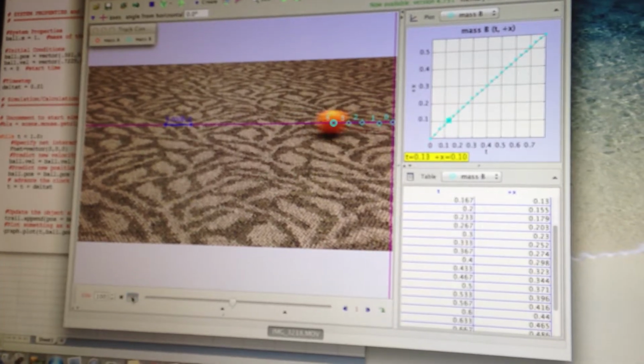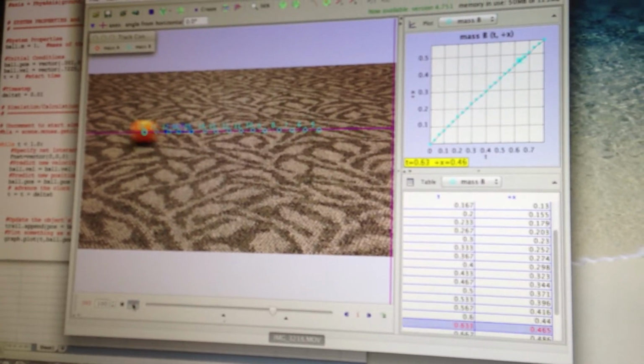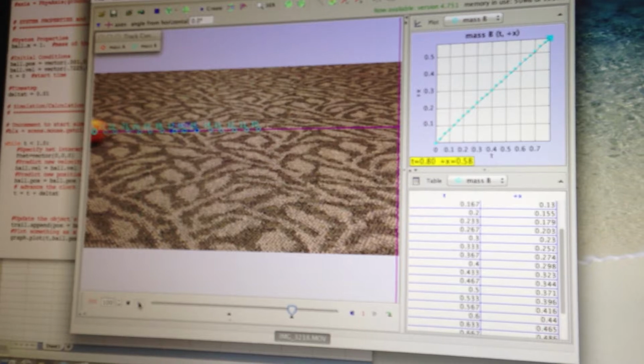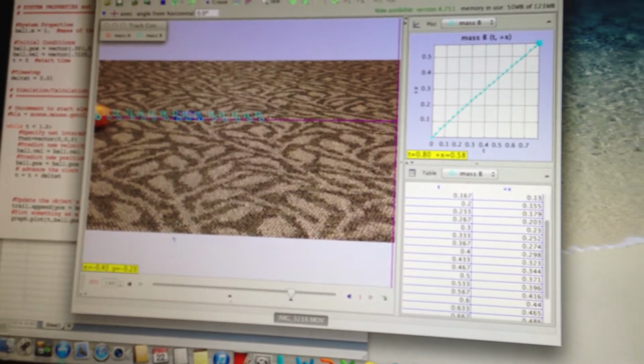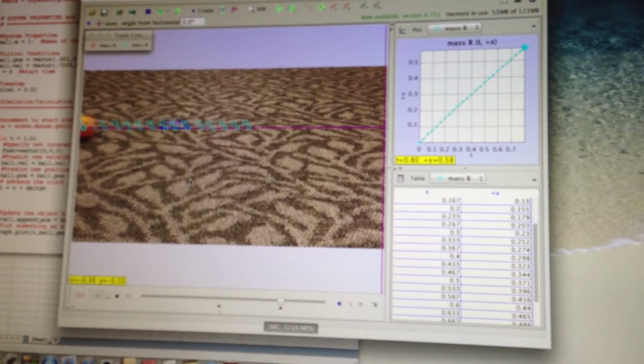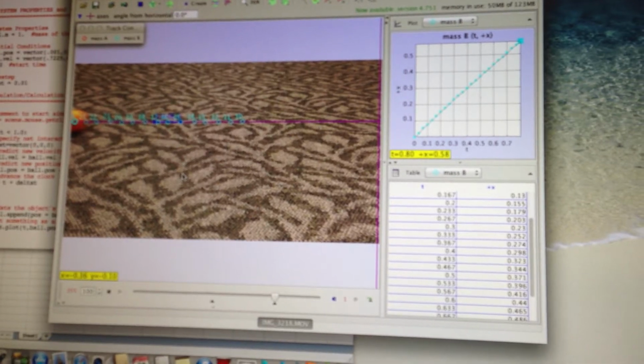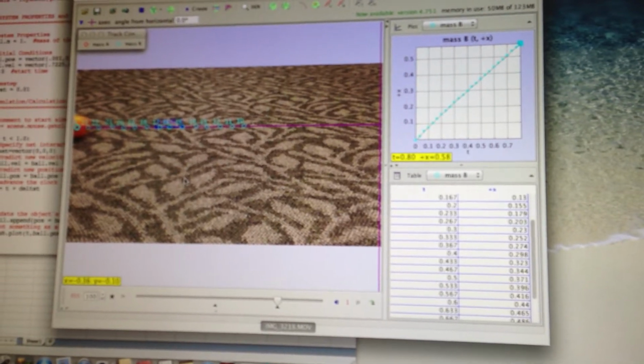So as you can observe now, the ball is moving along the x-axis. My time between frames was 0.3033 seconds, and the time of the whole video clip was about 1 second.